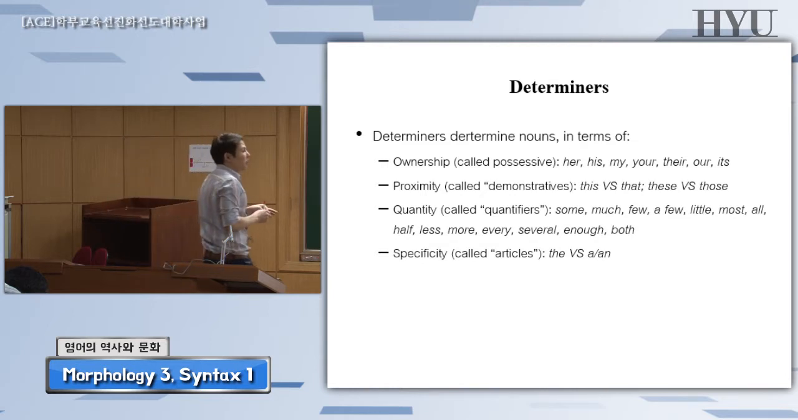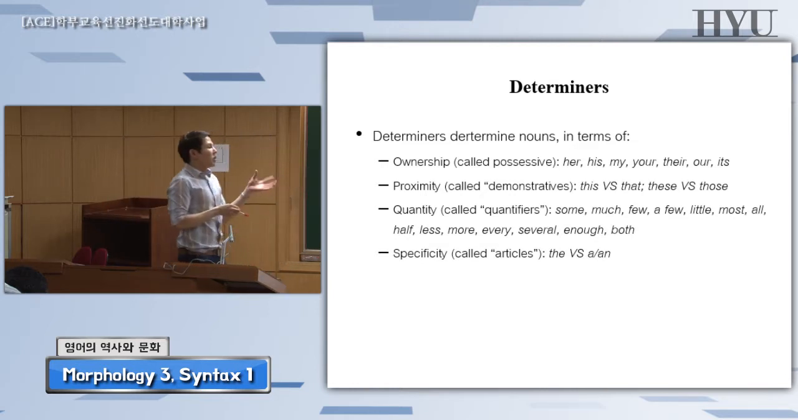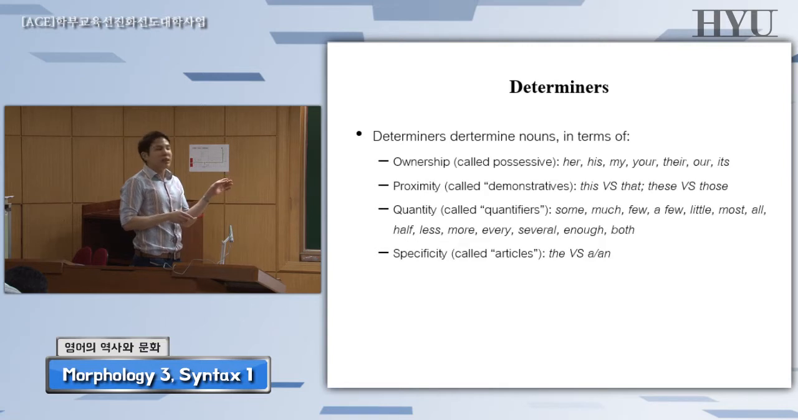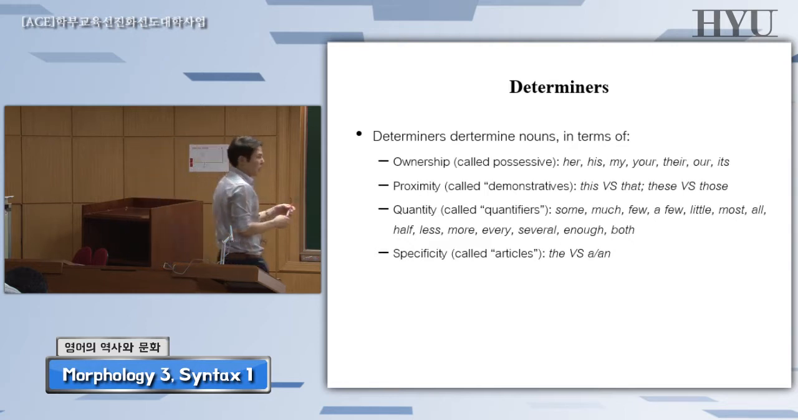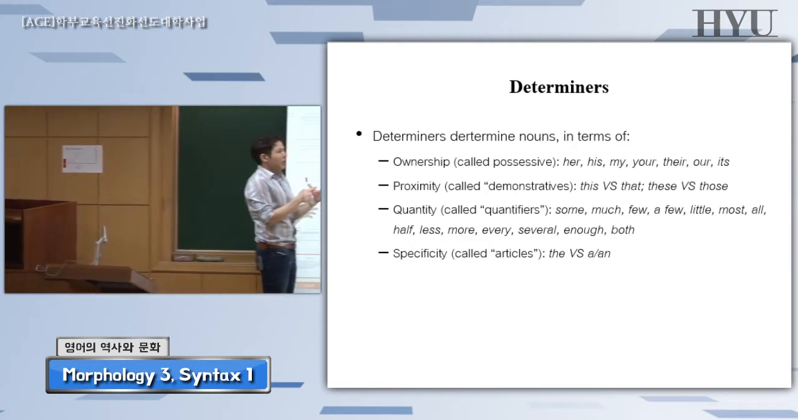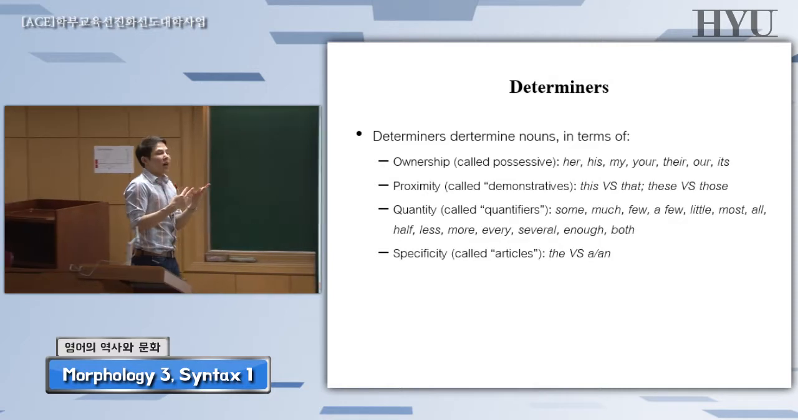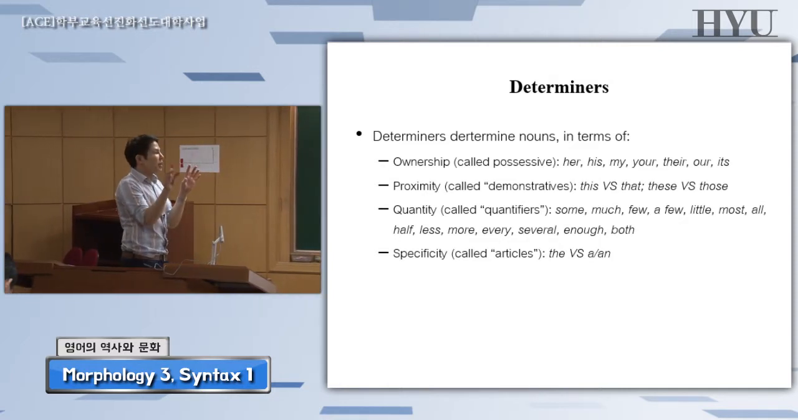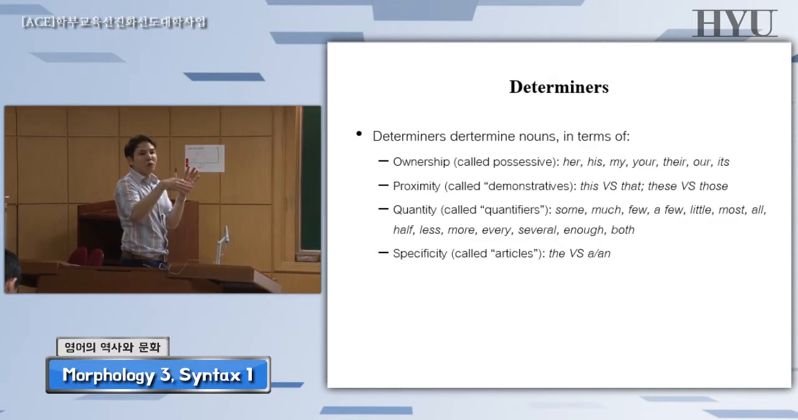Okay? Like determiners. What determiners do is determine nouns in terms of ownership, proximity, quantity, specificity. So there are only 4 groups of determiners. Like ownership: his, her, my, your, their, our, or its. So they determine nouns in terms of who owns what. Like my car, for example. My determines who owns the car, right? Your car, your determines who owns the car.